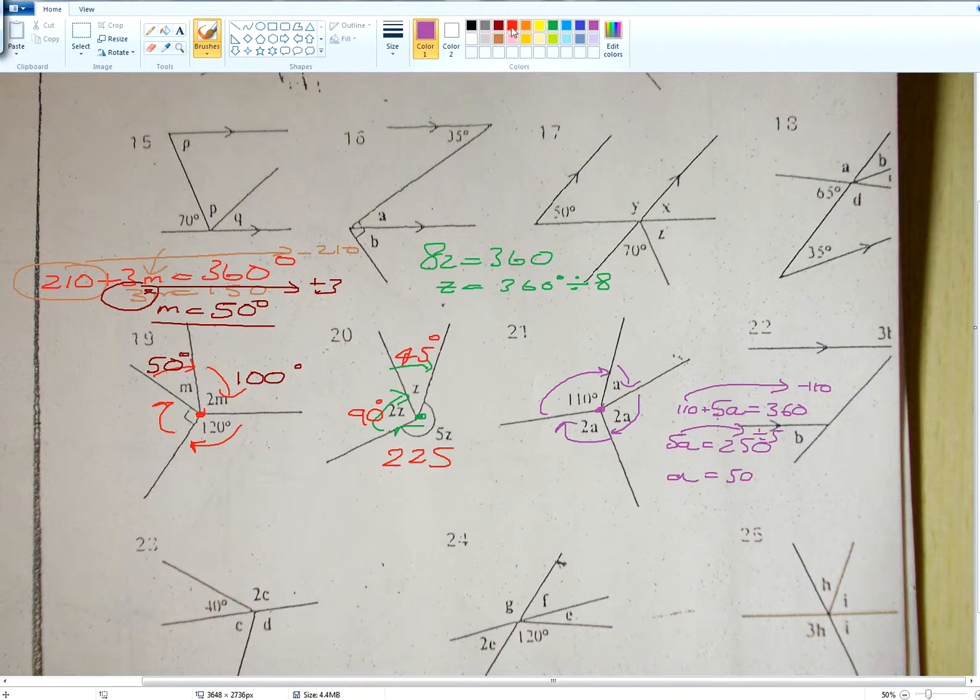So let's have a look. If A is equal to 50, that goes here, 50 degrees. So 2A is equal to 100, and 2A is equal to 100. And that's the end of that particular video.